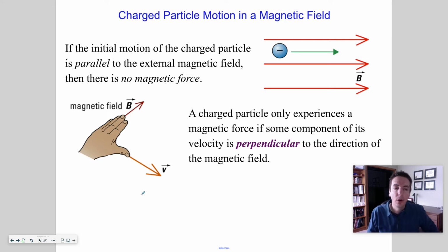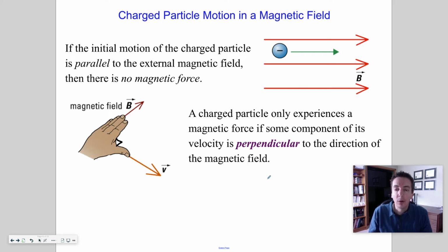Now, notice when I have my hand like this, and like this, as a matter of fact, my left and my right hand, there is a relationship between the directions of the velocity and the magnetic field. Because notice those two directions are perpendicular to each other. They form a 90-degree angle. So if the initial motion of the charged particle is parallel to the magnetic field, weird thing about magnetic fields, then it experiences no force whatsoever.